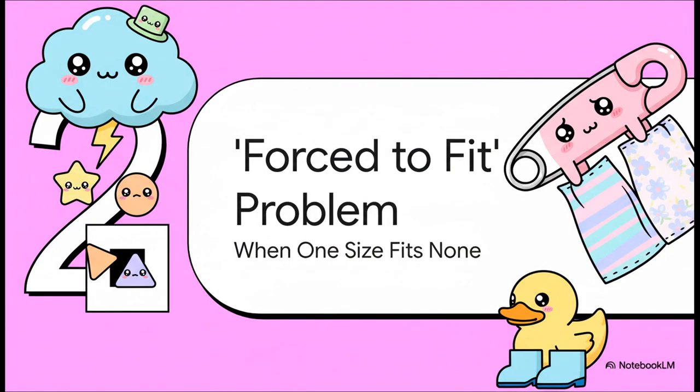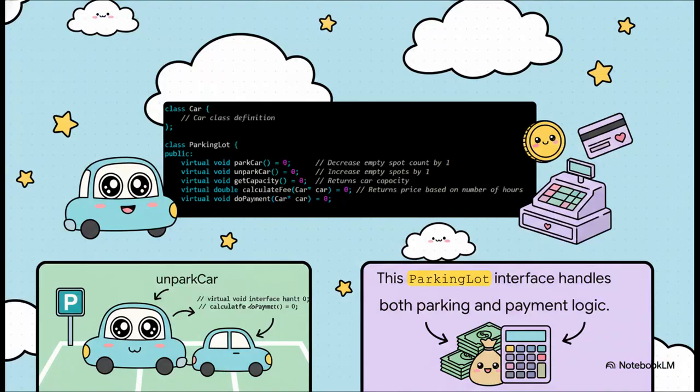This one is a classic headache for developers. It's what happens when we try to create a one-size-fits-all solution, and we quickly find out that it doesn't really fit anyone perfectly. Let's look at a real example. Okay, so check this out. We've got an interface for a parking lot. An interface is basically just a contract, right? It's a set of rules that any class calling itself a parking lot has to follow.